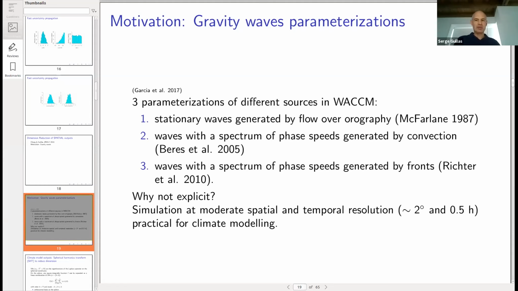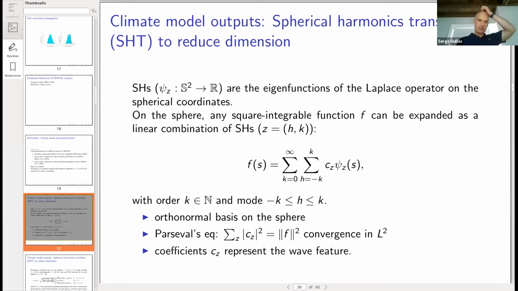This model is 1.2 million lines of code, the CSM. Some of you may know this model. It's at so many levels, going up to the upper atmosphere, and it's really difficult, practically. So what we do is we use an expansion again. We replace the output by a projection onto spherical harmonics, which are the equivalent of a Fourier basis.